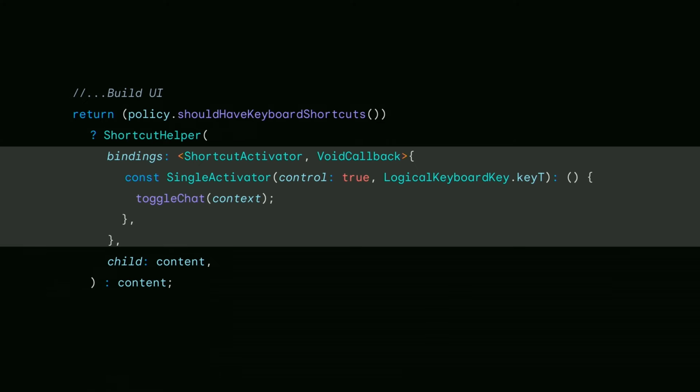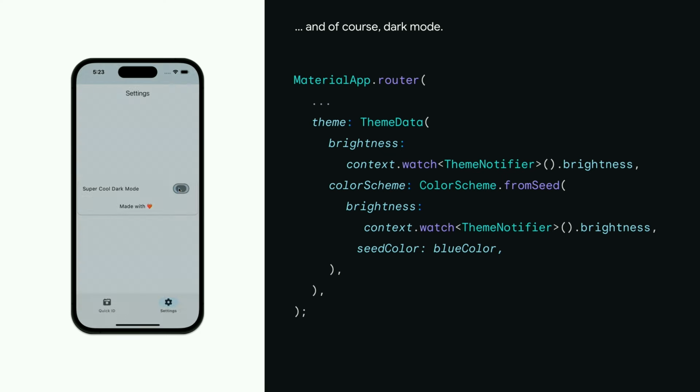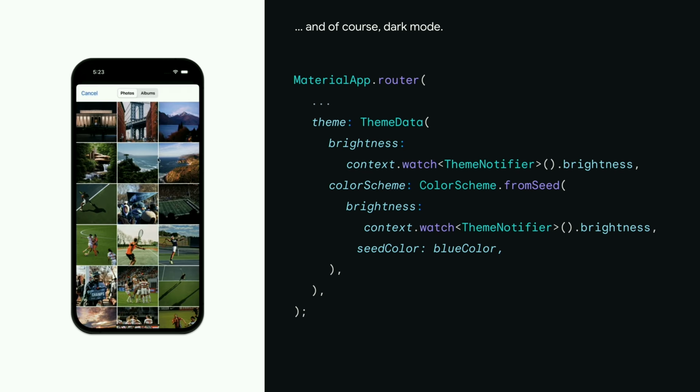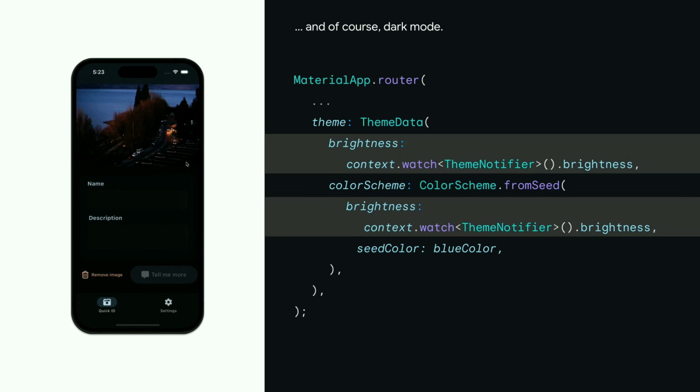So here you can see we pass the shortcut helper a map of keyboard shortcut bindings and a child, our content, whatever's being displayed on the screen. And finally, for that last bit of polish, of course, we had to implement dark mode. Since we used Material's color scheme from seed method to generate our color scheme, we passed the brightness state variable that was controlled by a switch on the settings page.